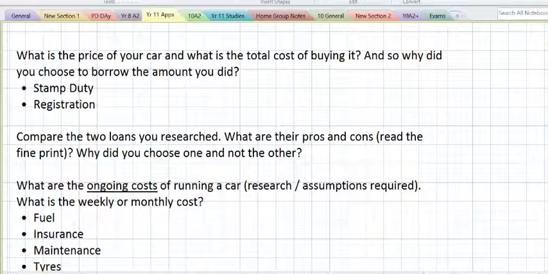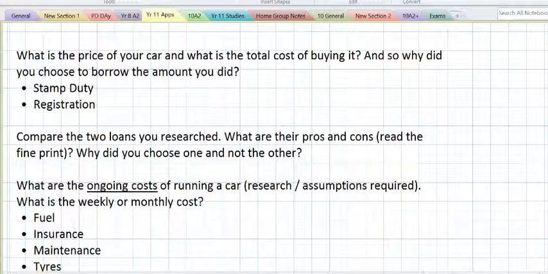So if the price of your car is $20,000, are you choosing to borrow $20,000 and have personal savings to cover the rest, or do you need to borrow all $21,000, etc.? And you need to show some research here on stamp duty and registration, so to show some awareness of the other costs of buying a car. And those research bits can go in the appendix, but they need to be mentioned and talked about in the discussion.